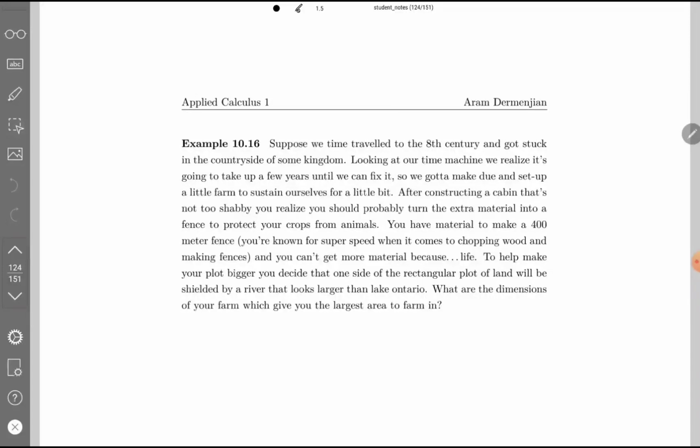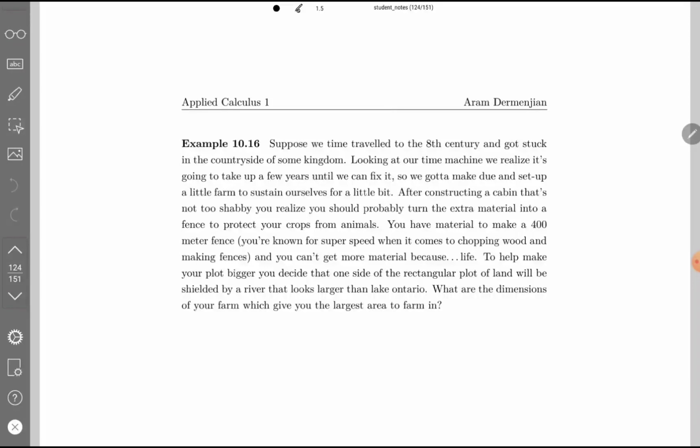Looking at our time machine, we realize it's going to take up to a few years until we can fix it. These things are a little complicated, and we can't just punch in a few digits for it to start going up. We have to actually make supplies and so on. Since it's going to take a few years to get all the supplies, we're going to need to make do and actually set up camp for a little bit. And so we're going to set up a little farm to sustain ourselves.